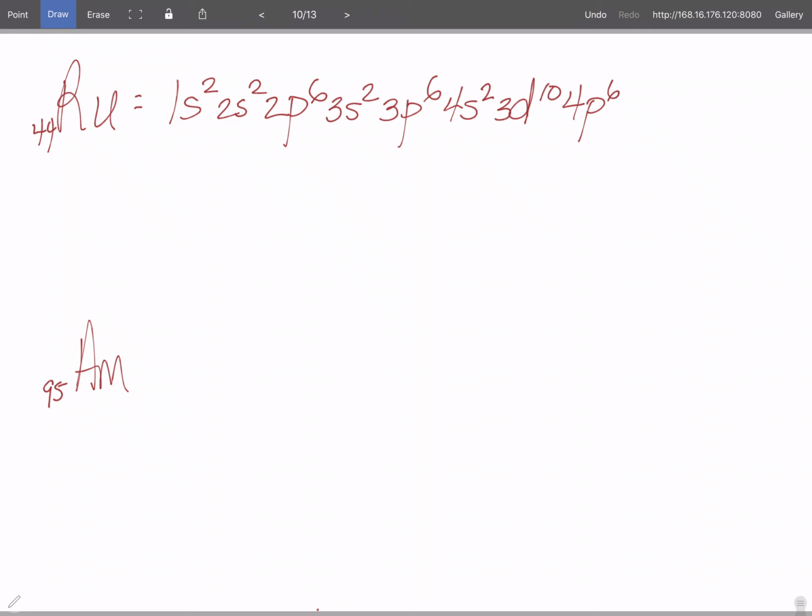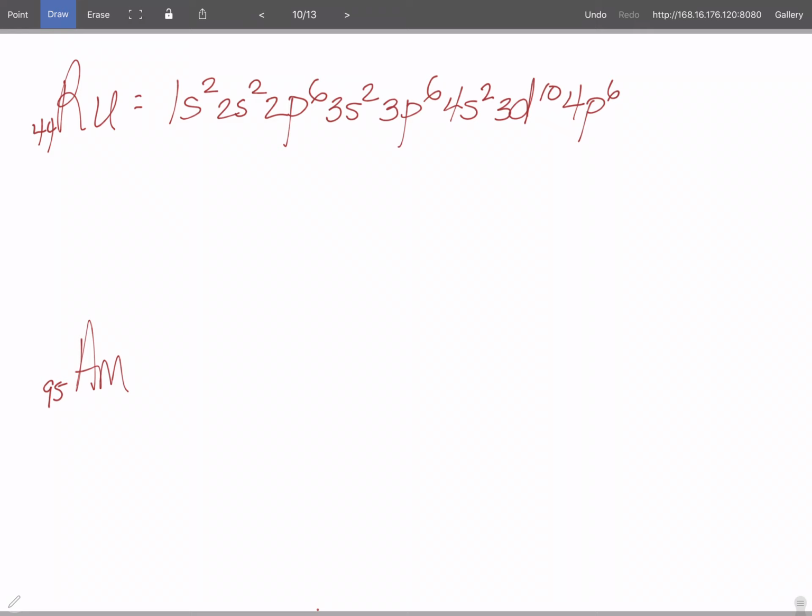So ruthenium has 44 electrons, which means we have to start at hydrogen and move through. So 1s2, 2s2, 2p6. That takes us all the way through neon. Then we'll start the 3s row, 3p6. That takes us to argon. We got to go through 4s2, 3d10. That takes us through zinc. Back to the 4p6. That takes us to krypton.